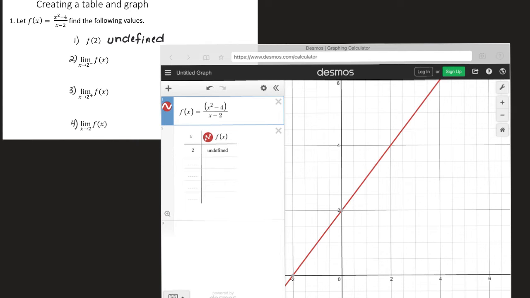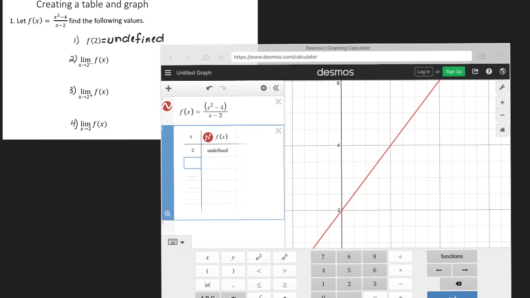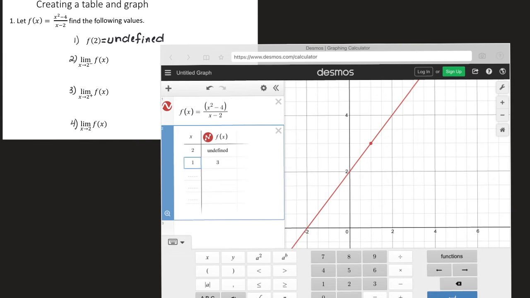However, just because the value itself is undefined doesn't mean the values all right around it don't exist and aren't approaching the same thing. For instance, I'm going to approach 2 from below. So I'm finding the limit as x approaches 2, and I'm going to use values below 2. I'm going to start with the value 1, and that value is 3. Let me move my table again. So when x is 1, the y value is 3.